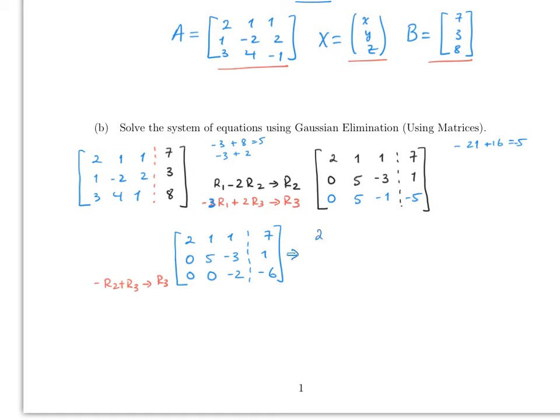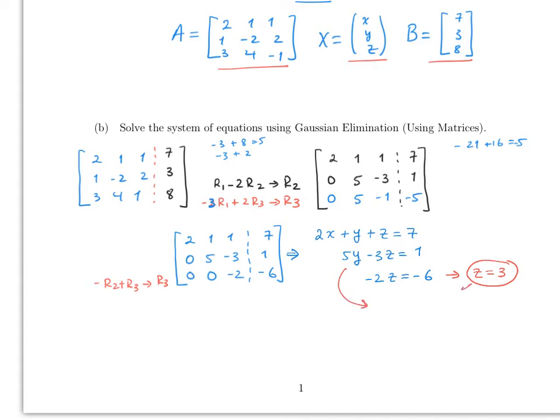From here, now we have 2x plus y plus z is equals to 7. And then you have 5y minus 3z is equals to 1. And then finally, minus 2z is equals to minus 6. So now we're going to use back substitution to solve the problem. So from here, we get that z is equals to 3.